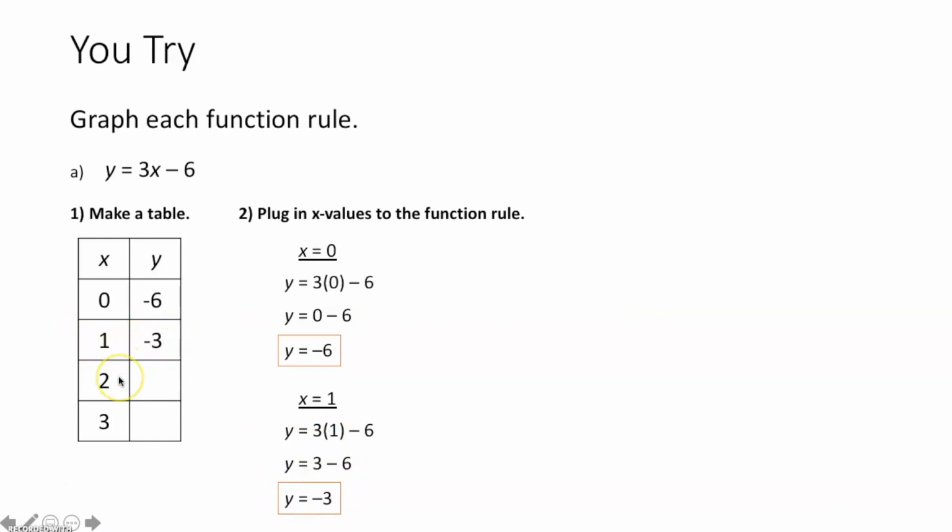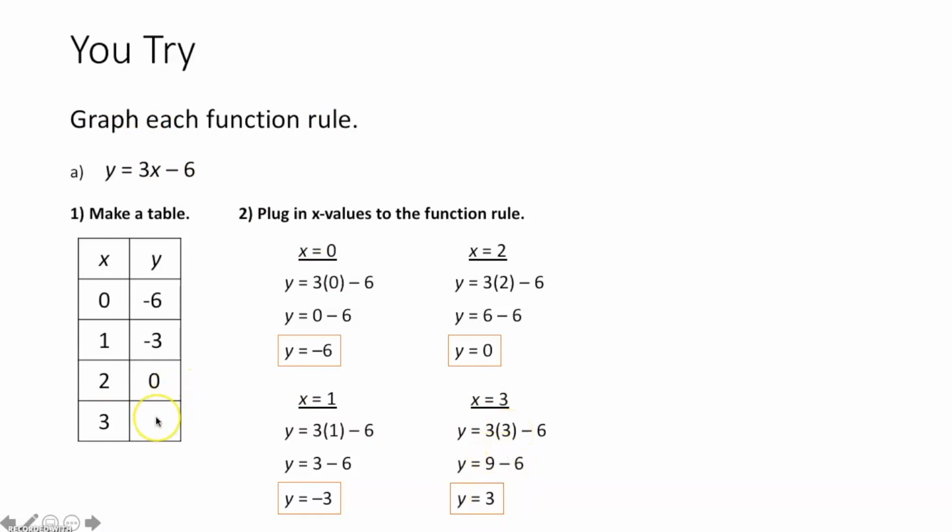What's the y value that goes with x equal to 2? Well, I take 2, plug it in the original function for x. What's 2 times 3? That's 6. And what's 6 minus 6? That is 0. So I take 0, plug it in for this open spot next to 2. And then x is equal to 3. I take 3, plug it in my original function rule for x. Simplify, what's 3 times 3, that's 9. And what's 9 minus 6, that's 3. So I'm going to take 3, plug it in for y next to this x equal to 3.